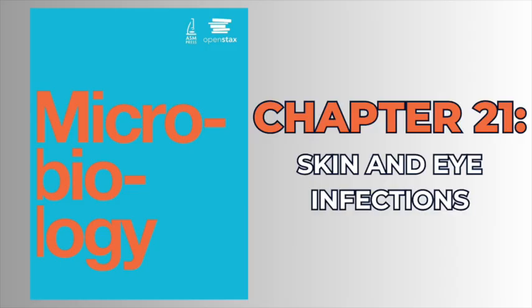Check your understanding. How can asymptomatic healthcare workers transmit bacteria, such as MRSA, to patients? Anatomy and microbiota of the eye.